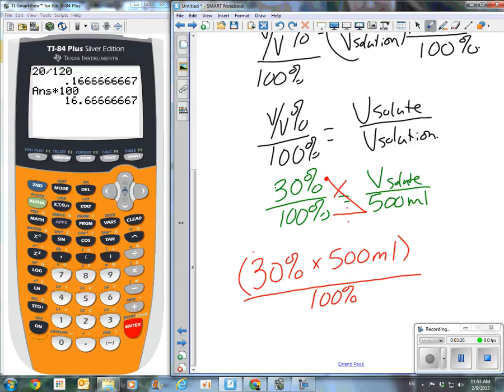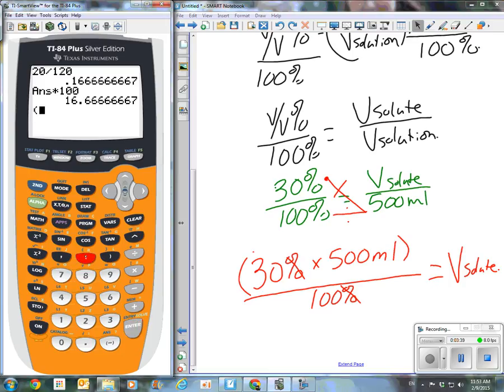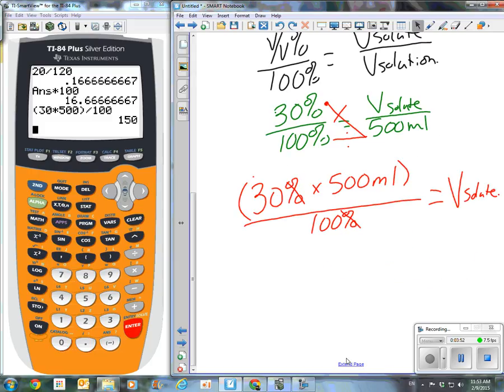Note that the percents would cancel out and I'd be left just with a volume of milliliters. So that works really good for me. So here we go. In my calculator, it's going to be 30% times 500, all divided by 100. All right, and my answer here is 150. So 150 milliliters is the units that I have left.